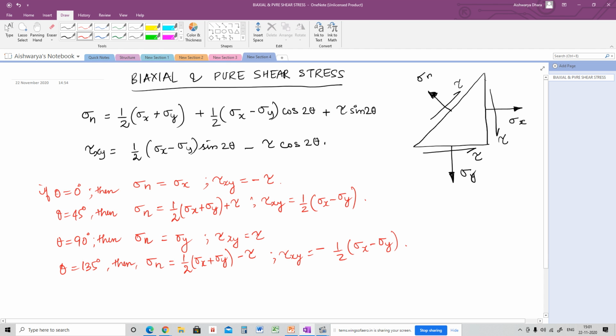Yes, correct. So here, to determine the maximum and minimum value of direct stress, at 0 and 90 degrees, we have to use this formula here. Tau x, tau by minus sigma y.